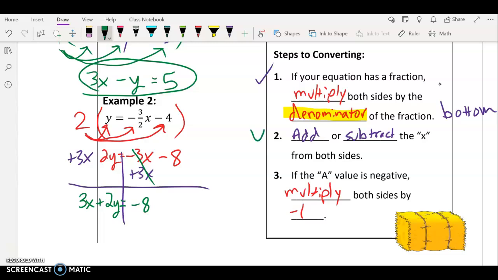Now let's check. We did this part. If the a value is negative, multiply both sides by negative 1. Remember, the a value is the value in the front. It is not negative, so we don't need to do step 3. Okay, so our final answer is 3x plus 2y equals negative 8. It is in standard form, no fractions, and the first number, the 3, is positive.